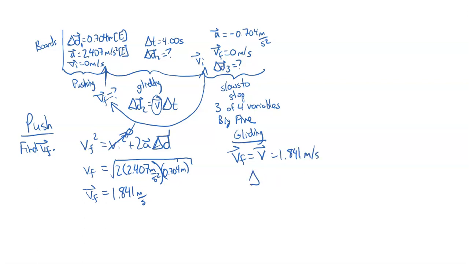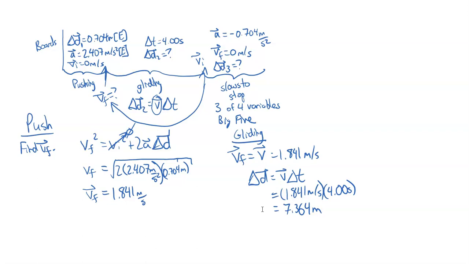And we know that delta d is velocity times the change in time. So it's just rearranging the definition of velocity as we did for projectiles. Right? And so it's 1.841 meters per second times the change in time. And the change in time we're told was 4 seconds, which gives us a displacement along the gliding section of 7.364 meters.